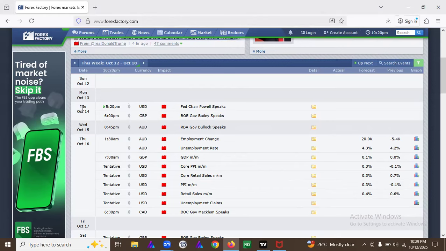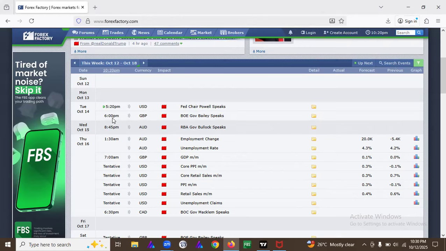Okay, so on Tuesday, Fed Chair Powell will be speaking by 5:20 p.m. Nigerian time, and by 6 p.m. Nigerian time, Bank of England Governor Bailey will be speaking. So we should expect high volatility on these pairs between 5:20 and 6 p.m. We should expect high volatility.